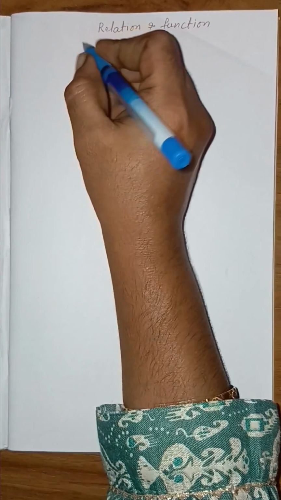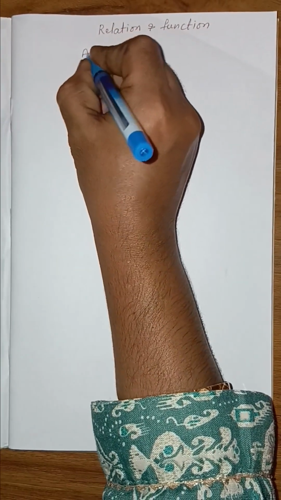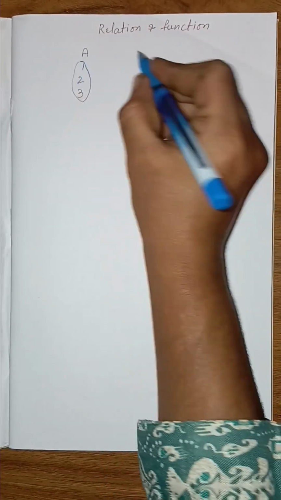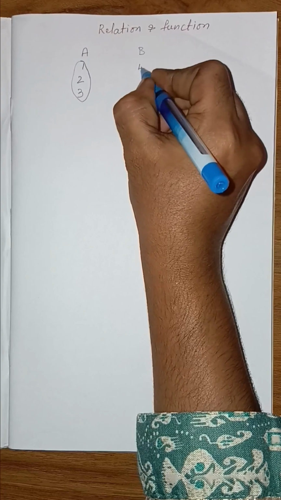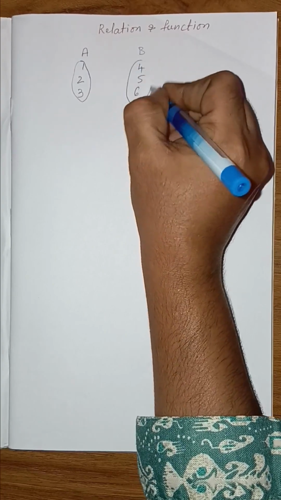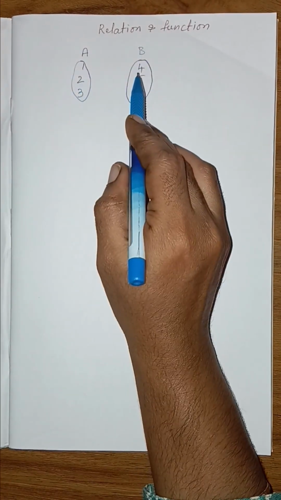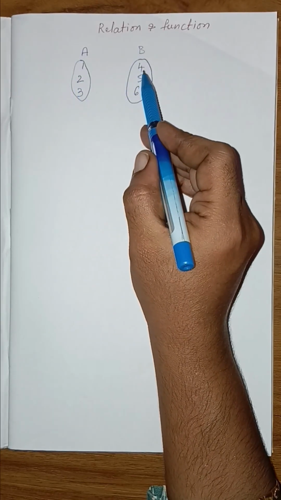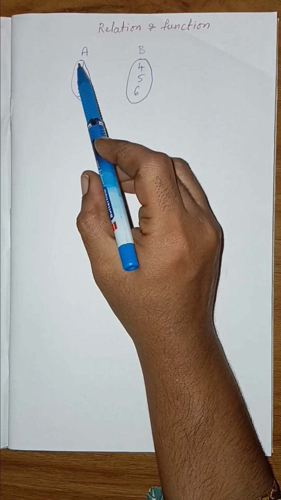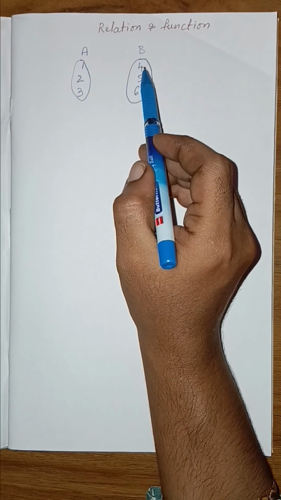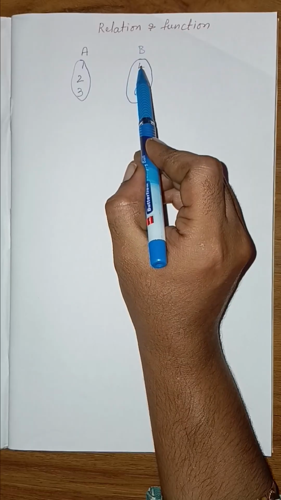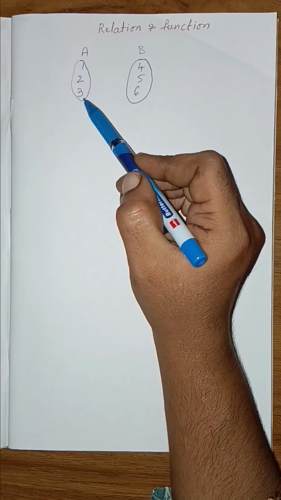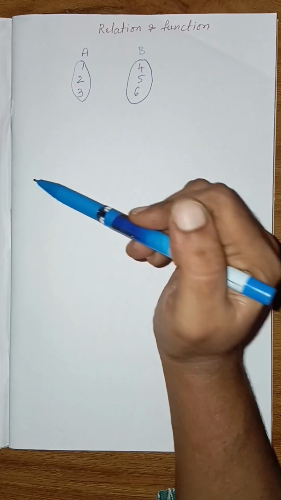So consider we have two sets, that is A is 1, 2 and 3, and one more set is 4, 5 and 6. So set A is having 1, 2, 3 and set B has 4, 5 and 6. Here the set A has a relationship with B, like 1 has a relation with 4, 5 and 6, and 2 can have a relationship with 4, 5, 6 and 3 also can have a relationship with 4, 5 and 6.